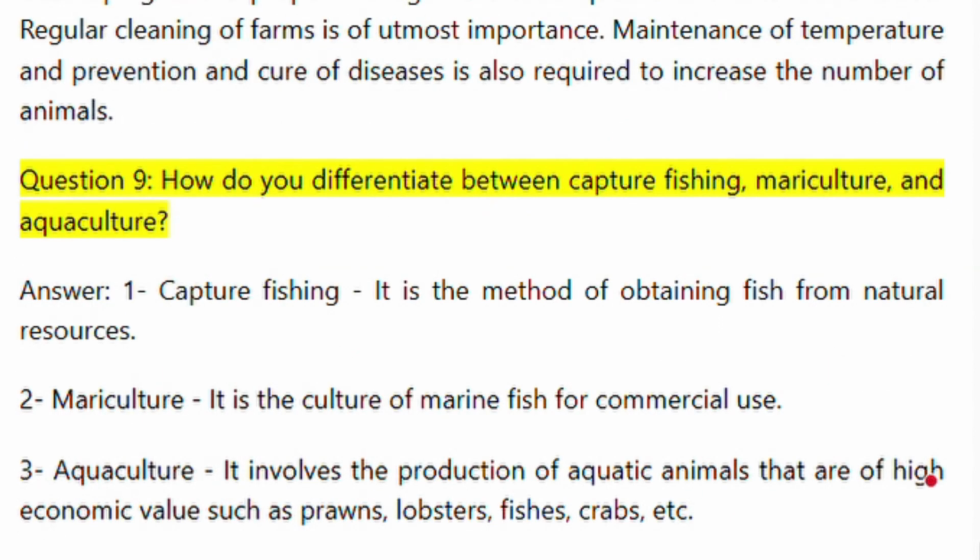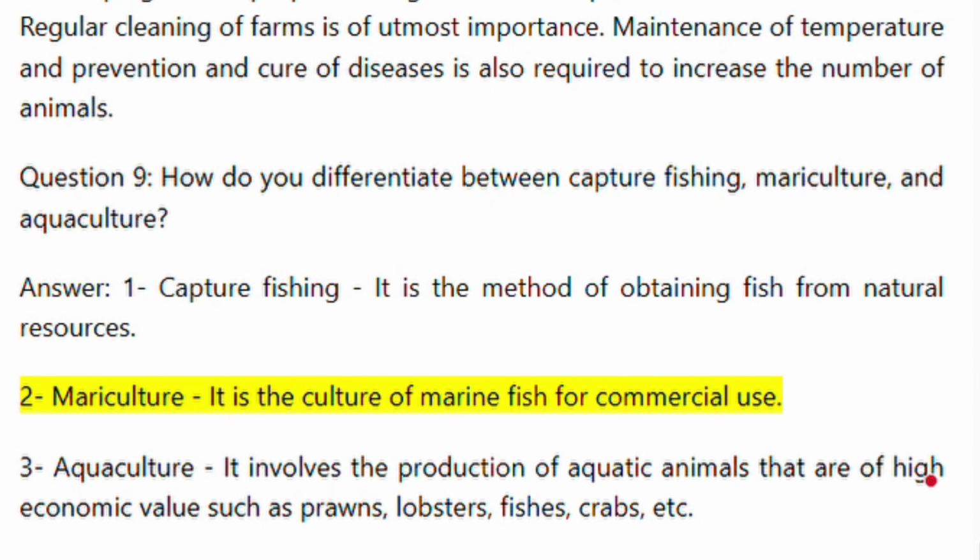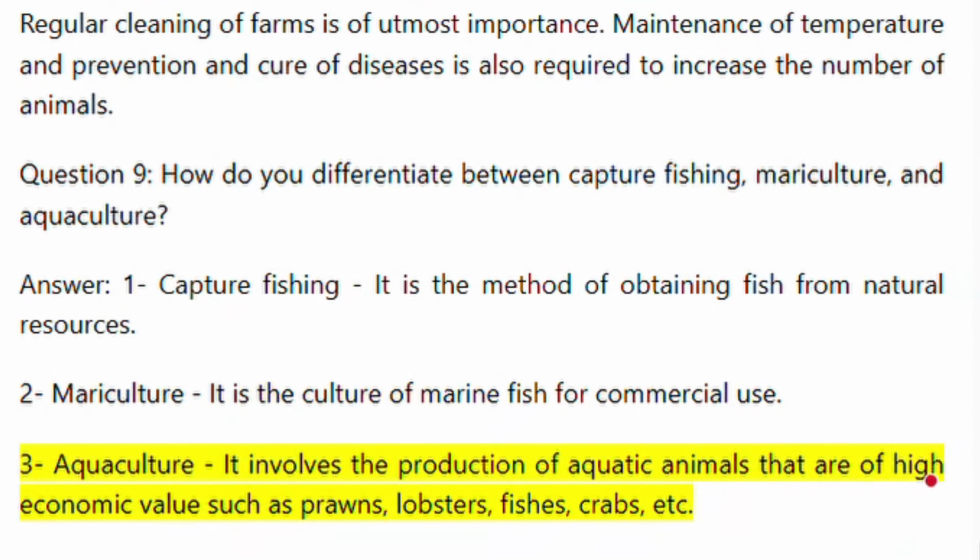Question 9. How do you differentiate between capture fishing, mariculture, and aquaculture? Answer. 1. Capture fishing. It is the method of obtaining fish from natural resources. 2. Mariculture. It is a culture of marine fish for commercial use. 3. Aquaculture. It involves the production of aquatic animals that are of high economic value such as prawns, lobsters, fishes, crabs, etc.